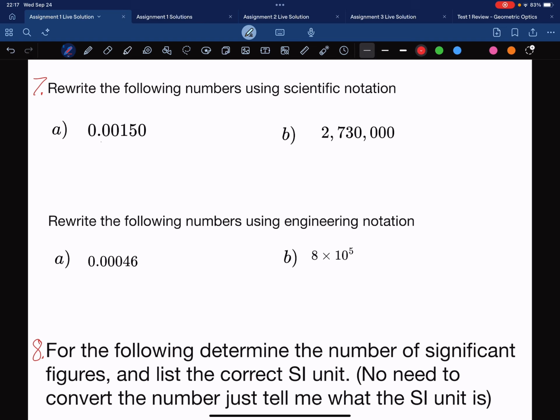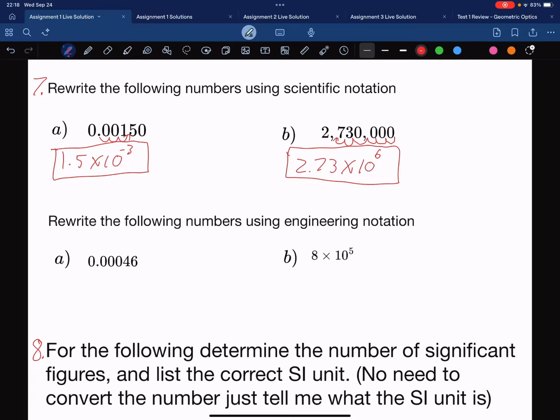Okay, so I'm moving my decimal 3 places, 1, 2, 3, to the right. So I know I'm going to have 1.5 times 10, and it is a negative 3, because I'm moving it to the right. B, my decimal place is moving 1, 2, 3, 4, 5, 6, this time to the left. 2.73 times 10 to the 6. So, I guess I will box my answers because that is what I've been doing so far.